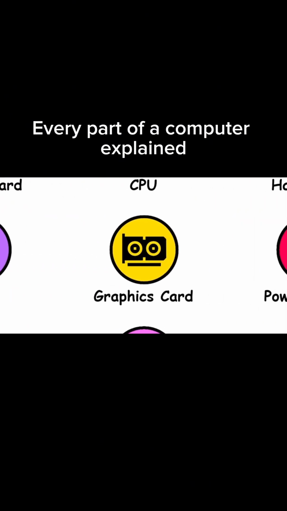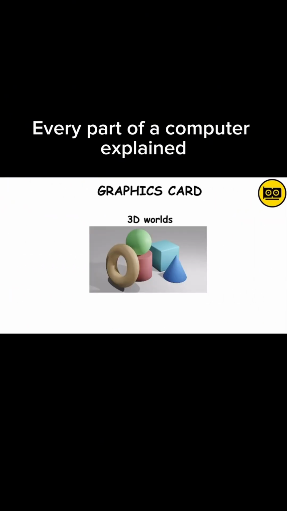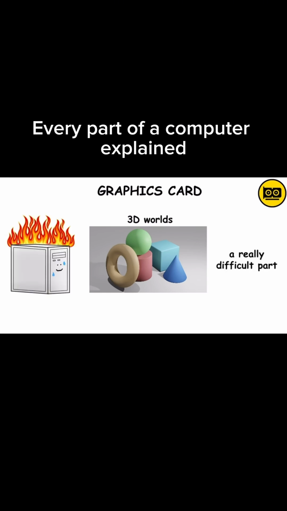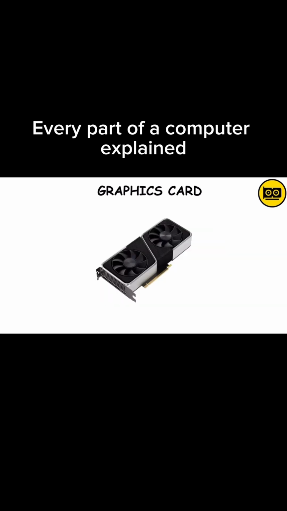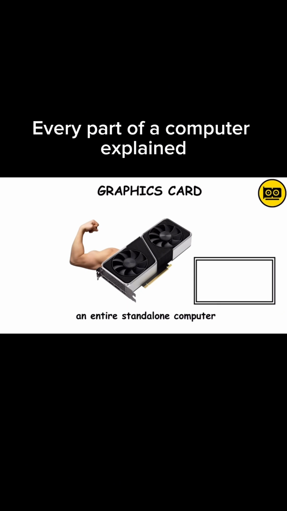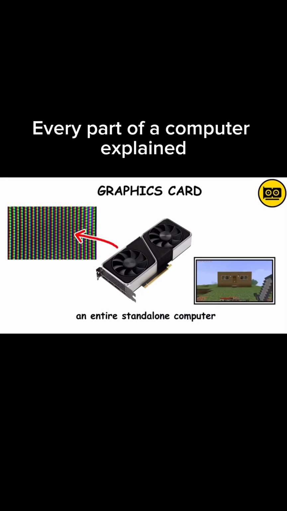Graphics card. To create 3D worlds from complex calculations, the computer has to do a massive amount of work. But a really difficult part comes in when it's time to show those worlds on your screen. This is where the graphics card comes in, which is basically an entire standalone computer dedicated only to showing the right things on your screen, deciding which pixels need to light up and in what color. Some CPUs already come with an integrated graphics card, but they're usually less powerful than a normal single graphics card.